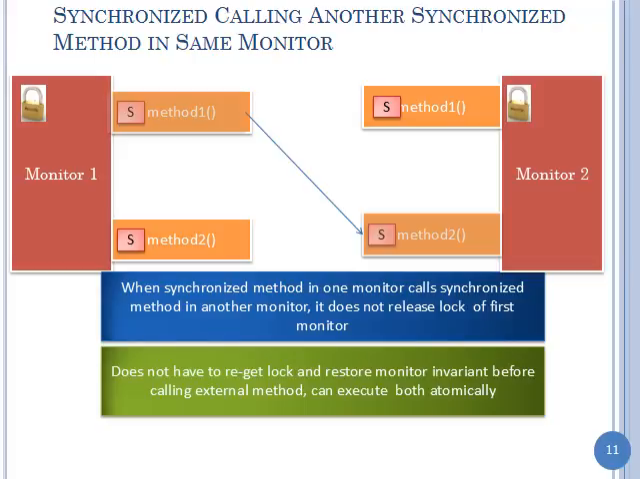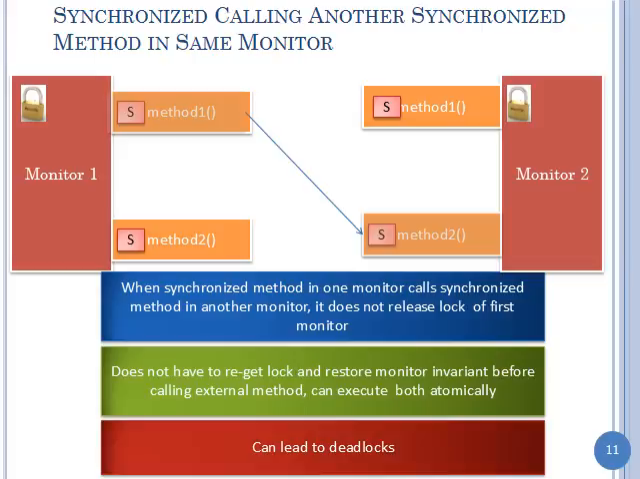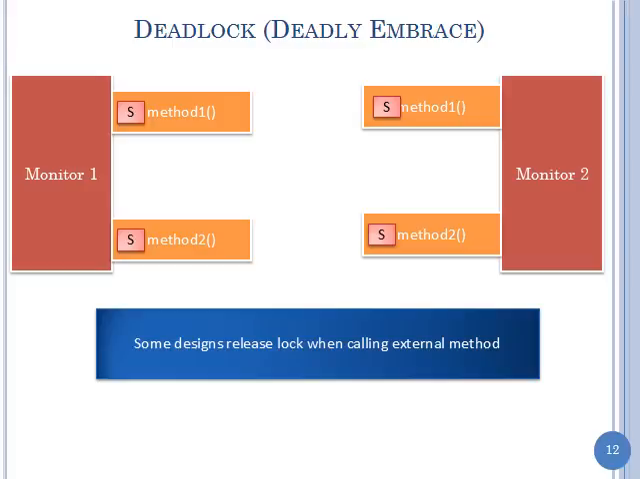And so, we talked about this. It can execute both atomically, doesn't restore the invariant, but can lead to deadlocks. And that's what you see here. Here's one thread executing method 1, here's another thread executing method 2, one there, and Europeans call this deadly embrace. Okay, they're more colorful about it. So neither one is going to leave the other.